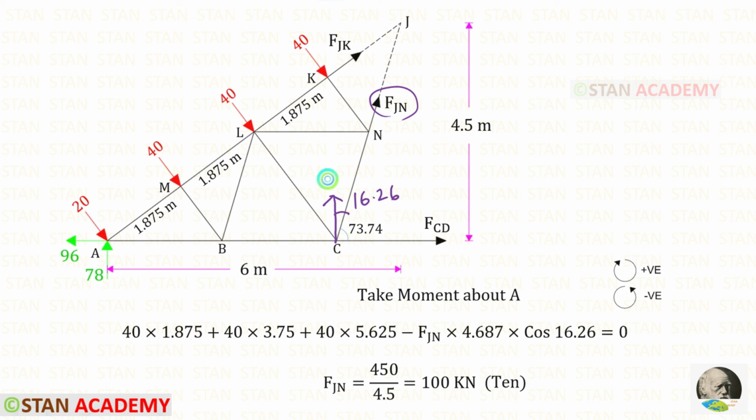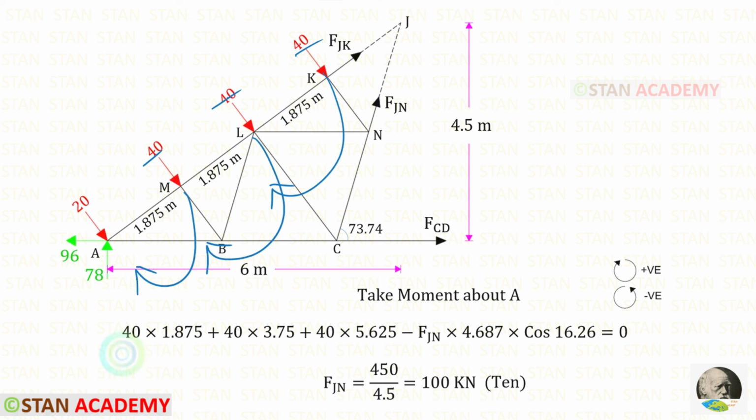Now Fjn is acting in the anti-clockwise direction, so that it will be negative. We have to take the distance of AC. Just before we have calculated that as 4.687. Then we have to multiply with the cos 16.26. These three loads are acting in the clockwise direction, so all three of them will be positive, and we have to multiply with the corresponding distances. For Fjn, we will get a positive value, that means it is tensile.